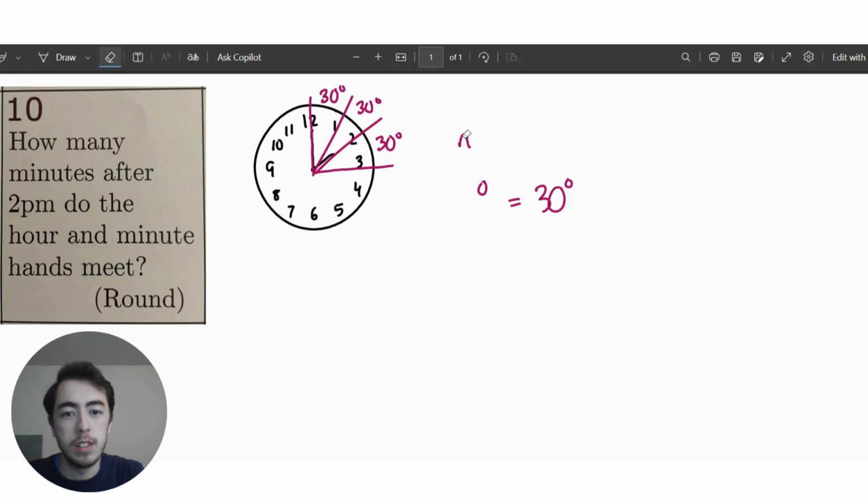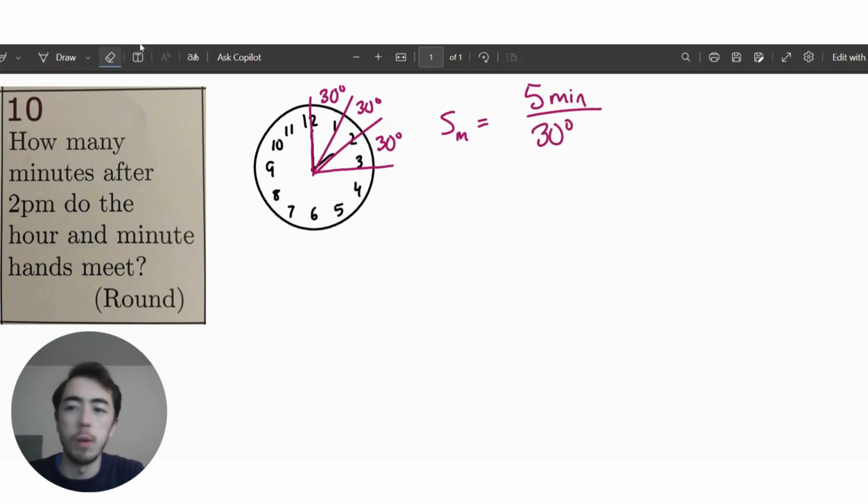So let's do the minute hand first. For the minute hand, let's find the speed of the minute hand in degrees per minute. Well, each minute that passes, it will go some amount. 5 minutes is going to be the same as 30 degrees. Oh, but I wanted degrees per minute. That made a bit more sense to me. Usually speeds or rates have time on the bottom. So the minute hand goes 30 degrees every 5 minutes.